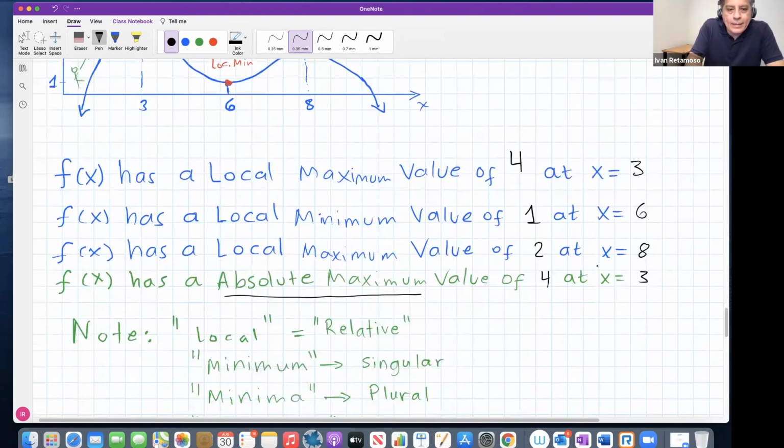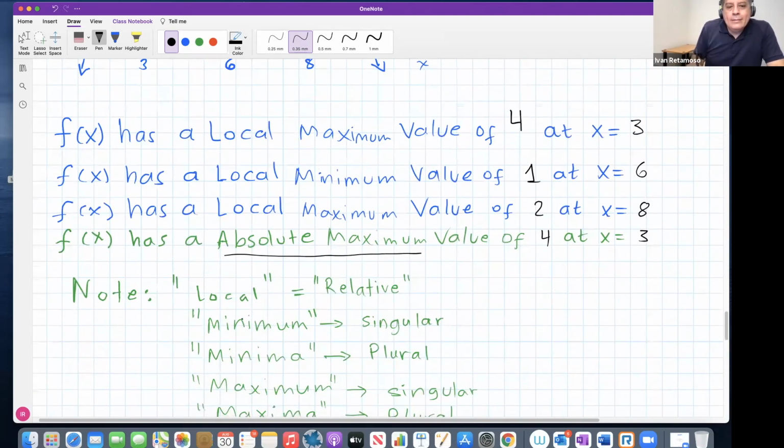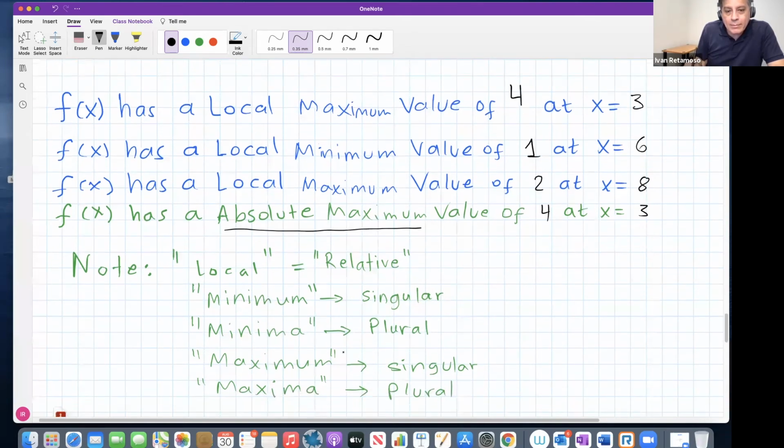Now, local as a word is the same as relative. Minimum is the singular version of minima, which is the plural version. Minimum, singular; minima, plural. Maximum, singular; maxima, plural, okay?